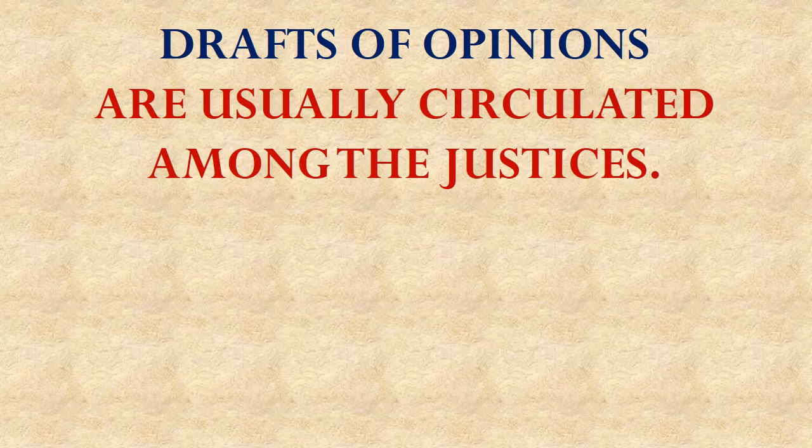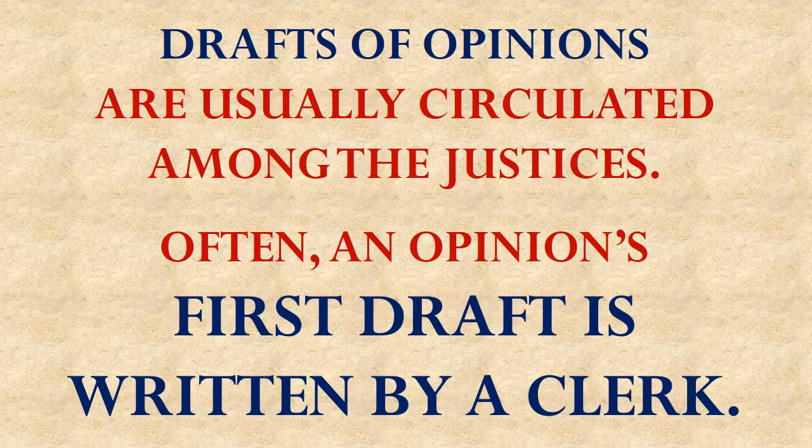When the majority opinion or any other opinion of the court is written, the first draft of it is then usually circulated around for the other justices to look at, to make comments about. This then is what gives them the opportunity to potentially switch sides once they see what the majority is actually writing. Usually that first draft, or at least often, if not usually, is written by one of the Supreme Court's clerks.